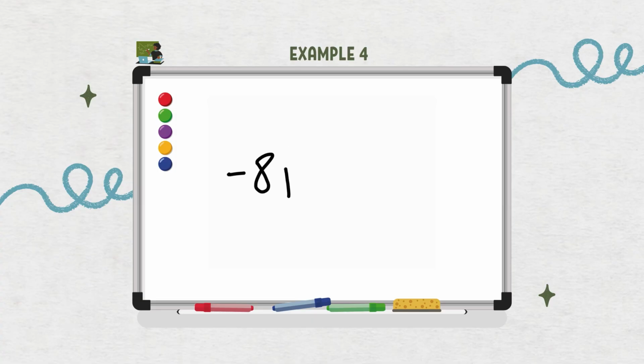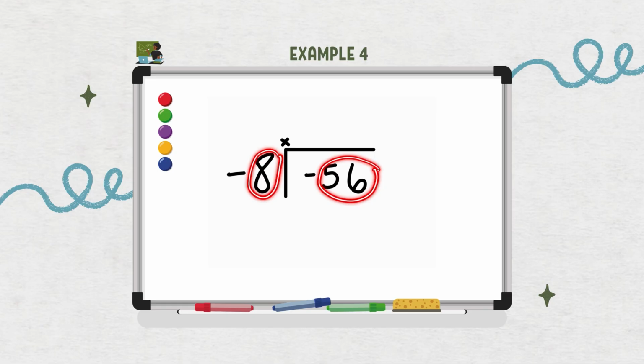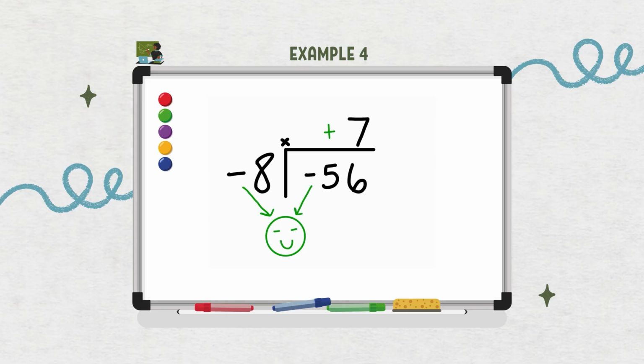Example 4. We have negative 56 divided by negative 8. Now this example is just to show you how different your integer equations could look. We're going to still divide like normal. 56 divided by 8 is going to be 7. Now we're going to determine if it's going to be a positive 7 or a negative 7. We're getting a negative eyeball from the 56, and then we're getting a negative eyeball from the 8. Happy face, happy results. Our answer is positive 7.